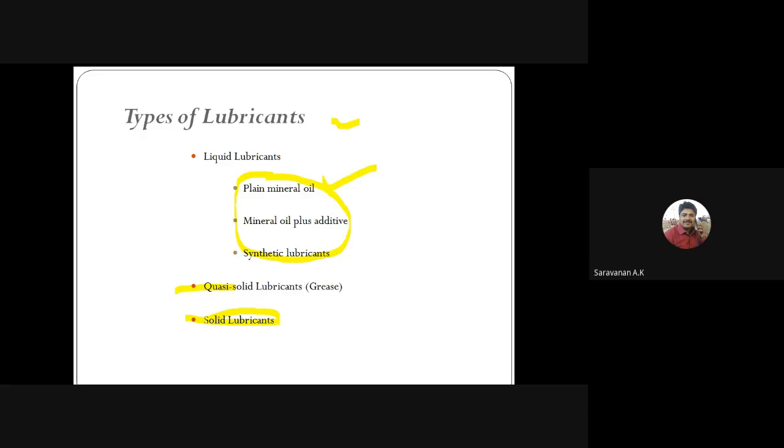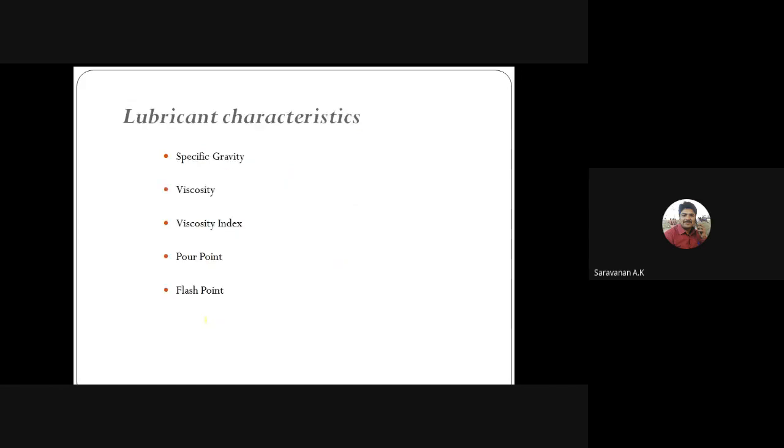The solid lubricants have some characteristics. What are they? Low shear strength, low hardness, high adhesion to materials, continuity, self-healing abilities, thermal stability, and chemical inertness. These are all the characteristics of solid lubricants. So we have three types of lubricants: the liquid, the quasi-solid, and the solids.